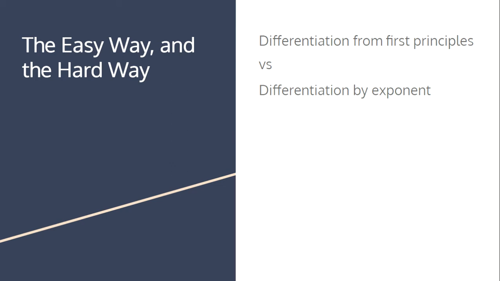The complicated way is differentiation from first principles, and the only time that you have to use it is when the question asks you to. But this is the first one that's taught, and it lets you know why the easier method works. So I'll go through that one first.